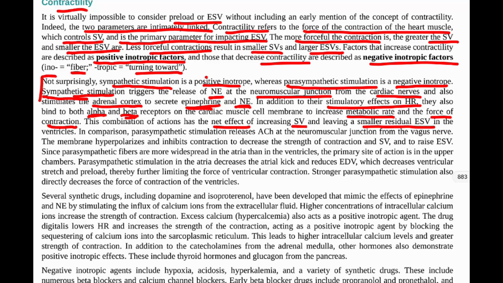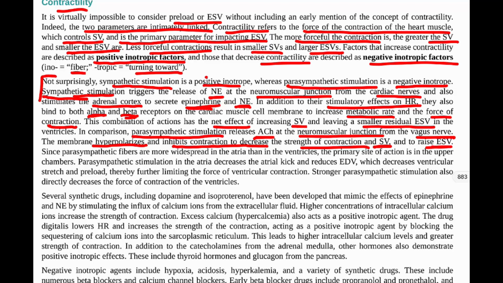And then on the other side of that coin, we have our parasympathetic stimulation, which releases acetylcholine at the neuromuscular junction from the vagus nerve. The membrane hyperpolarizes, that's getting more negative than it normally is, and inhibits contraction to decrease the strength of contraction and stroke volume and raise ESV. Okay, so it takes longer to go through depolarization at that point because it hyperpolarizes.